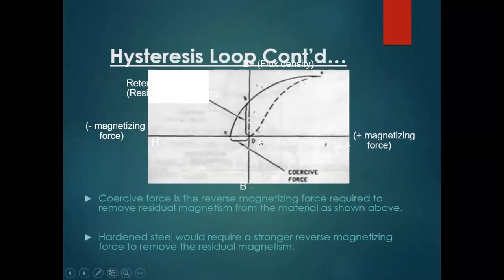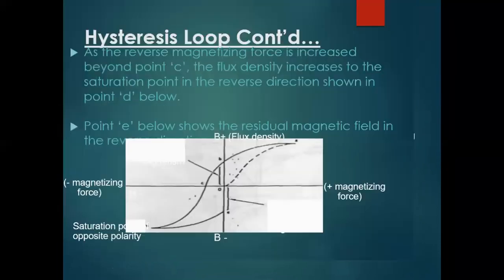Now see, this is the coercive force. If you want to reduce this residual magnetic field, then we have to apply a reverse magnetizing force. Coercive force is the reverse magnetizing force required to remove the residual magnetic field, or magnetism, from the material, as shown above. Hardened steel would require a stronger reverse magnetizing force to remove the residual magnetism.